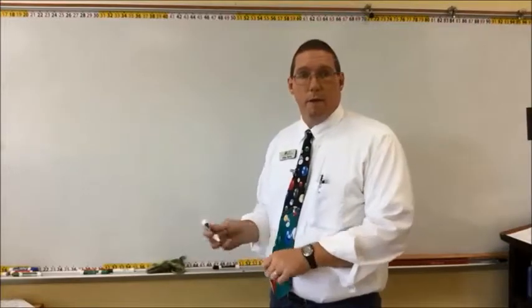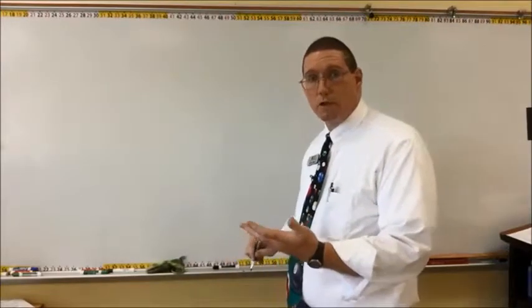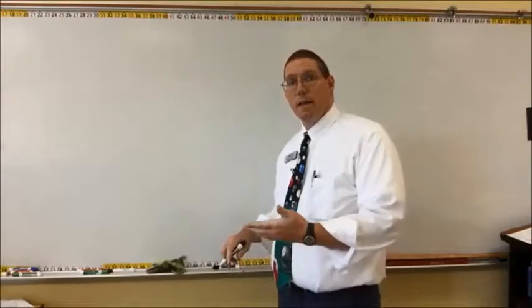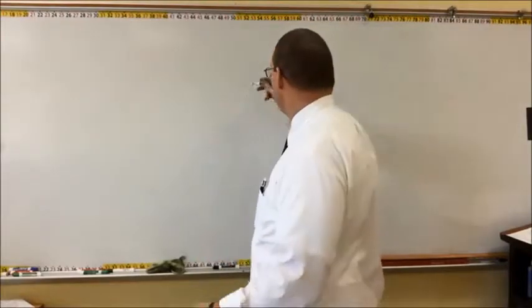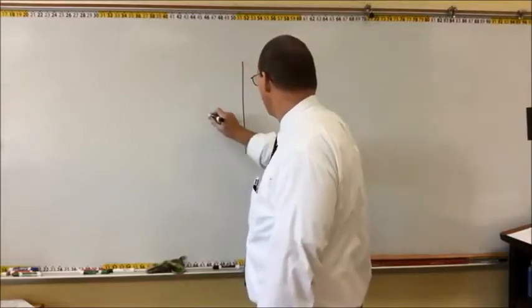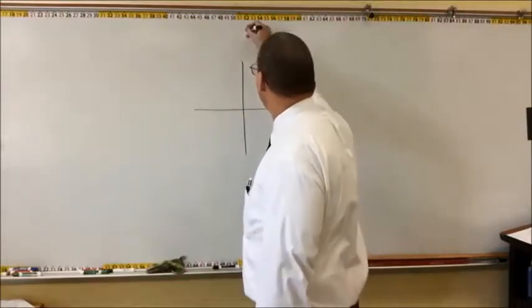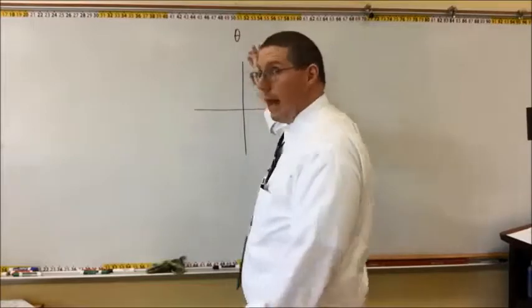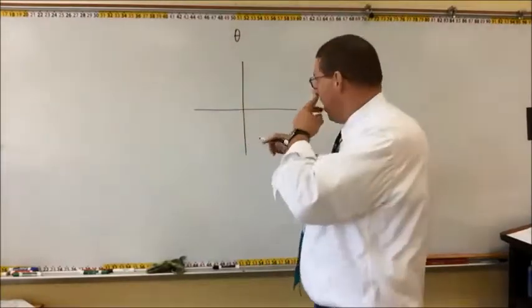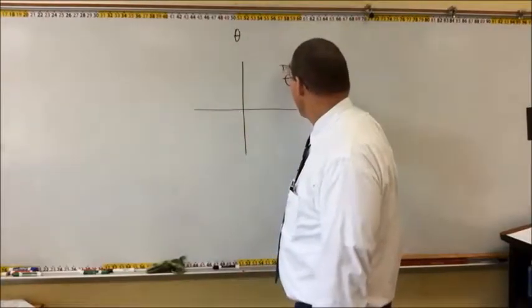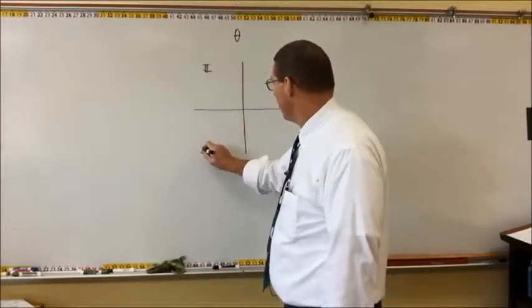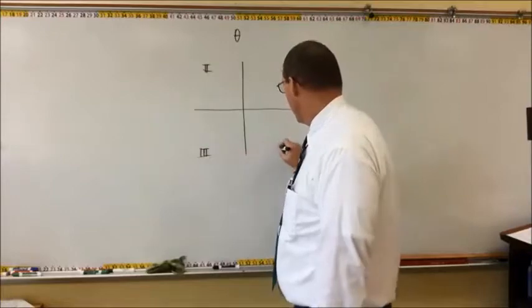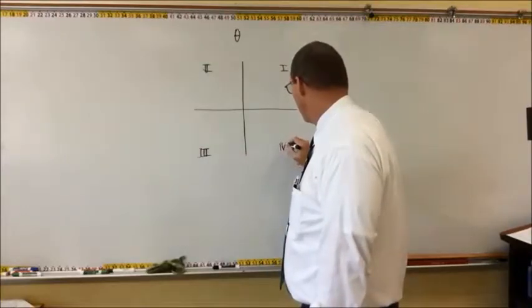We were talking about the unit circle, and trying to identify the location of a particular angle, which we are going to call theta. So theta is like an x, it's a variable. And so we've got quadrant 1, quadrant 2, quadrant 3, and quadrant 4 on the coordinate plane, right?